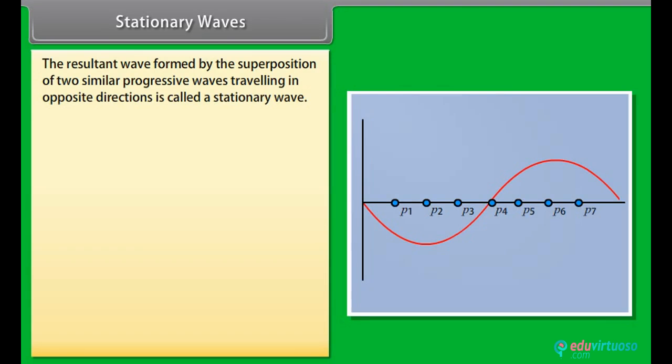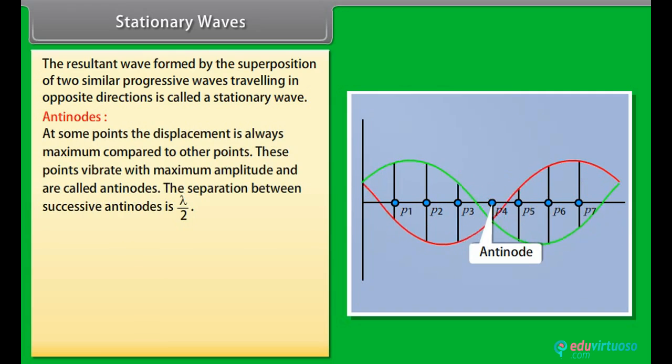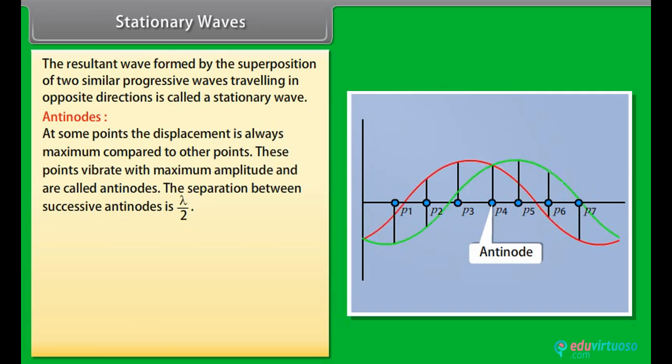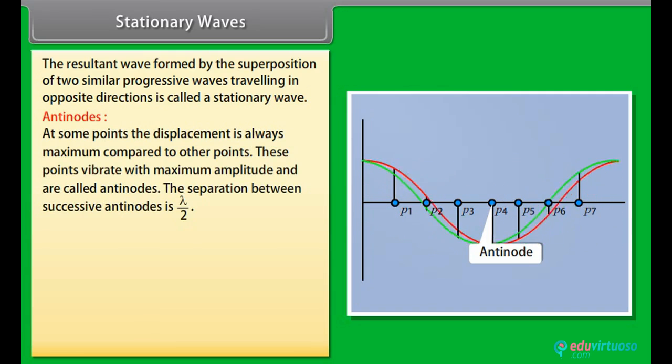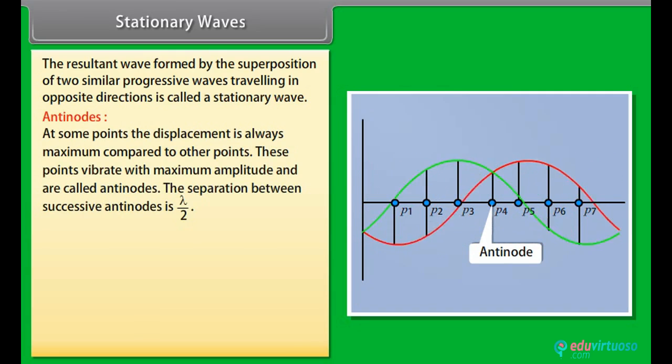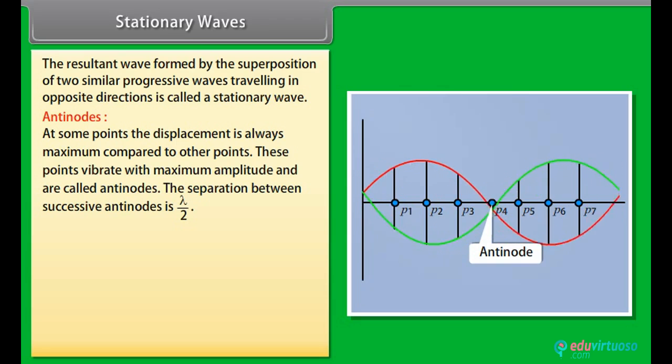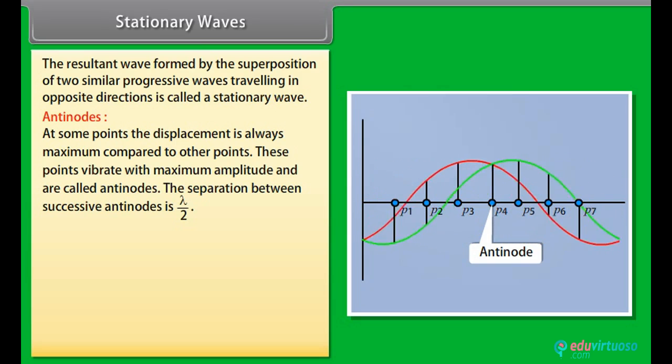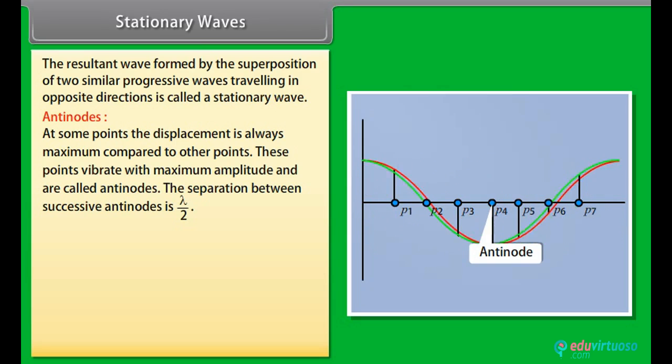Stationary waves. The resultant wave formed by the superposition of two similar progressive waves traveling in opposite directions is called a stationary wave. Antinodes. At some points, the displacement is always maximum compared to other points. These points vibrate with maximum amplitude and are called antinodes. The separation between successive antinodes is λ/2.